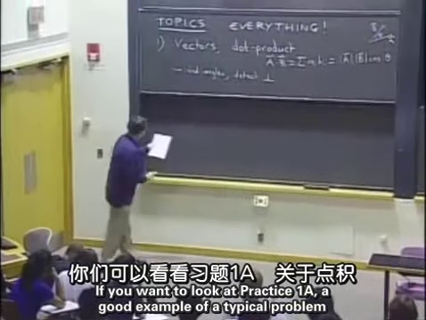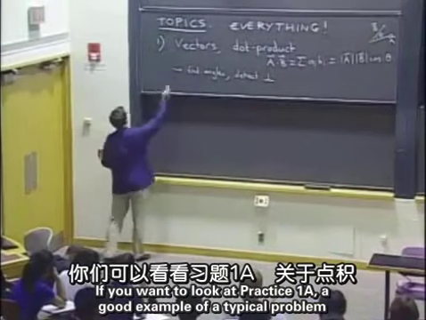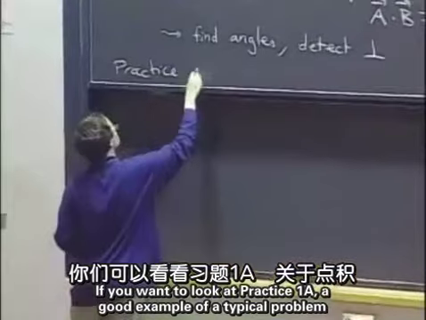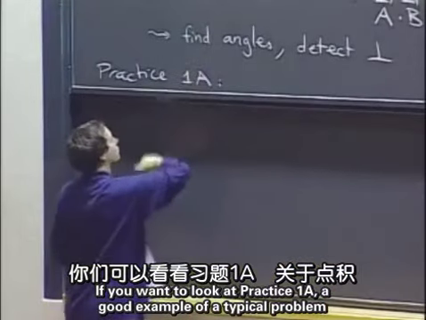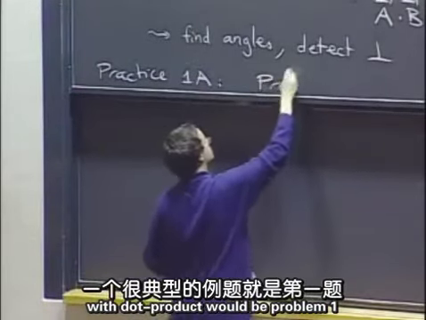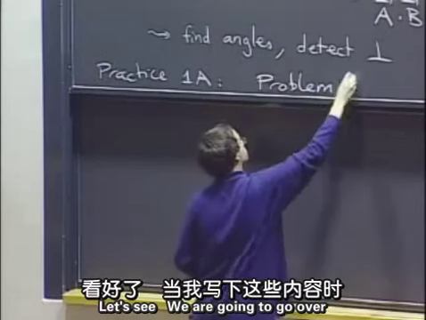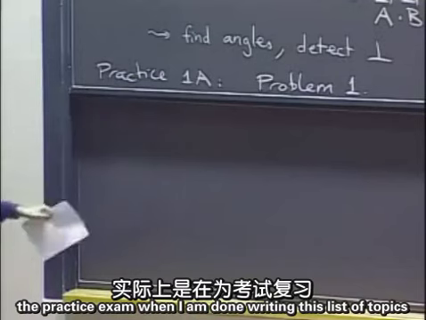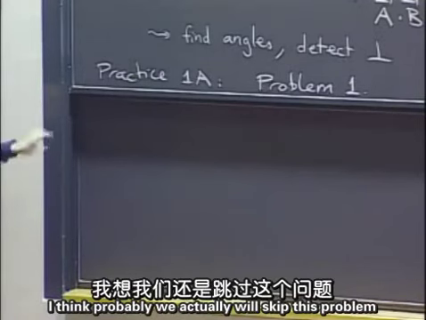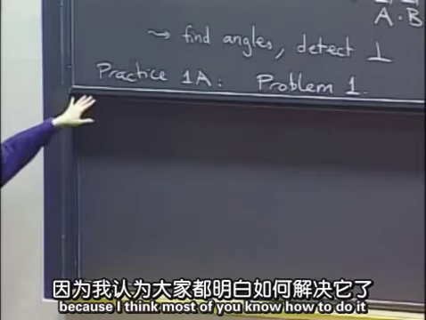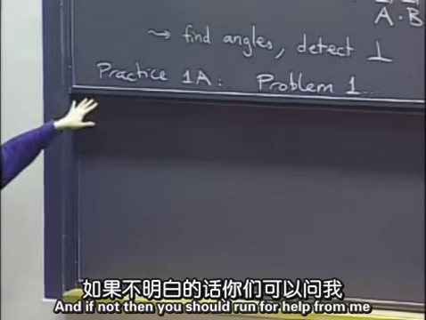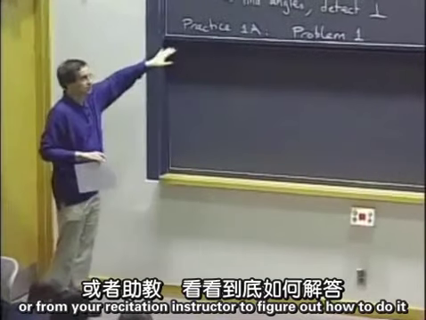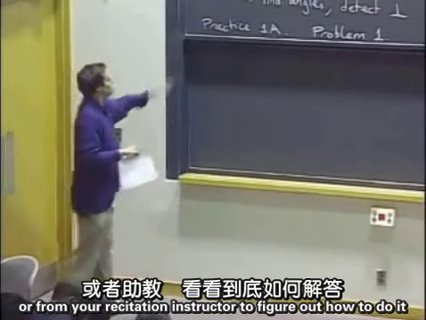Okay. So if you want to look at, on practice 1A, a good example of a typical problem with dot product would be problem 1. We're going to go over the practice exam when I'm done writing this list of topics. I think probably we will skip this problem because most of you know how to do it. And if not, then you should run for help from me or from your recitation instructor to figure out how to do it.